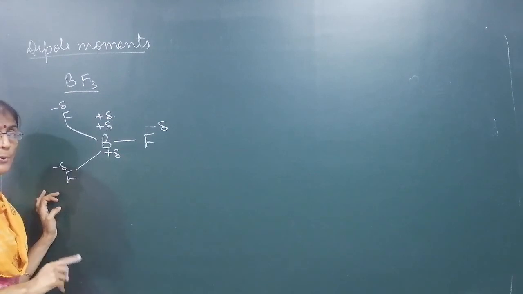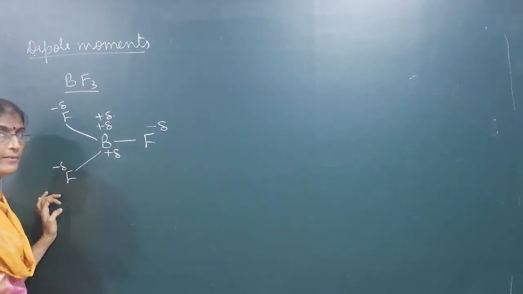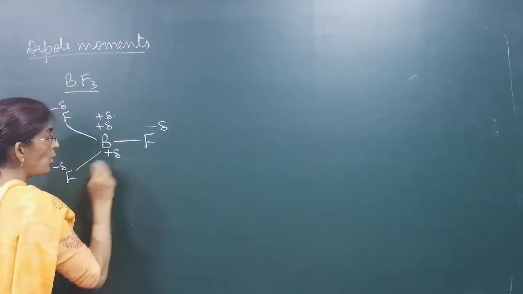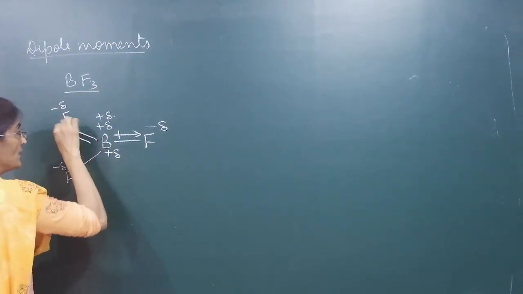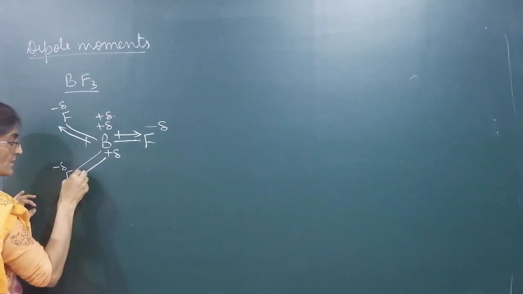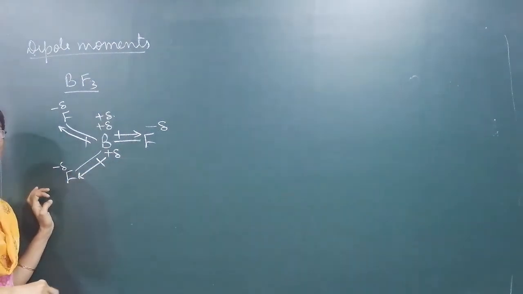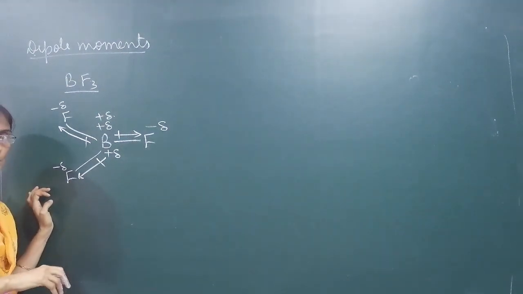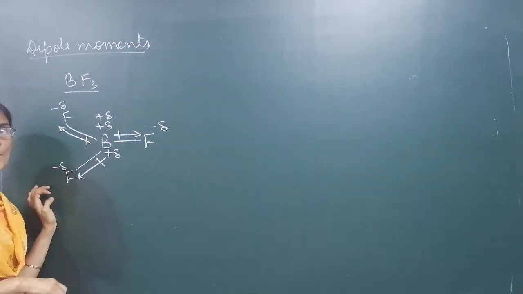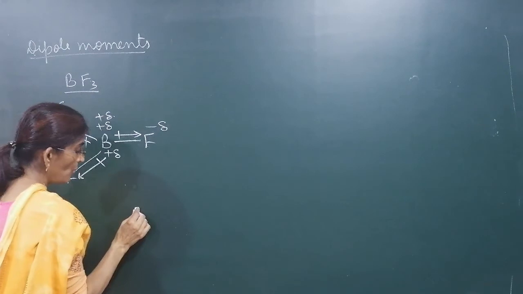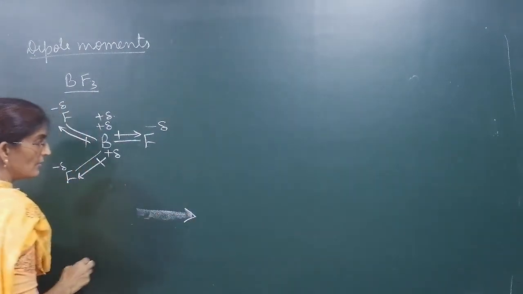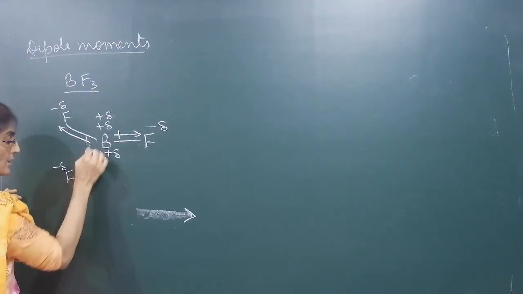Now, as I told you, dipole moment is measured toward the more electronegative atom. So the dipole moment of this bond would be this side. For this bond, it will be this side. For this bond, towards fluorine. Now, what will happen? According to the vector rule, because dipole moment is a vector quantity, the overall dipole moment of this bond will be cancelled by the resultant of these bonds.